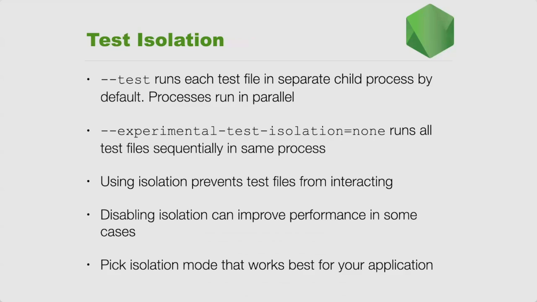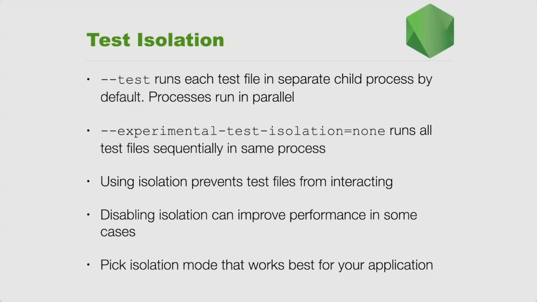The one kind of issue there is that sometimes people want their tests to run all in the same process. Say they have some expensive startup code that they only want to pay the price for once. Also, sometimes it can just be a lot faster to disable process level isolation because there is the overhead of spawning child processes and gathering all the results back from those processes and combining them. So you can actually turn that off with experimental test isolation set to none. And that will give you something similar to how Mocha operates, for example.